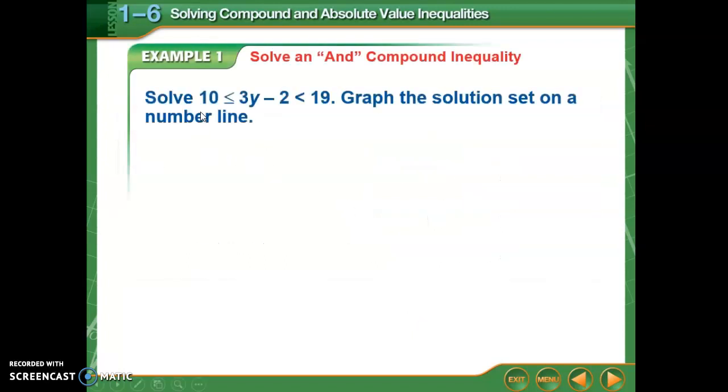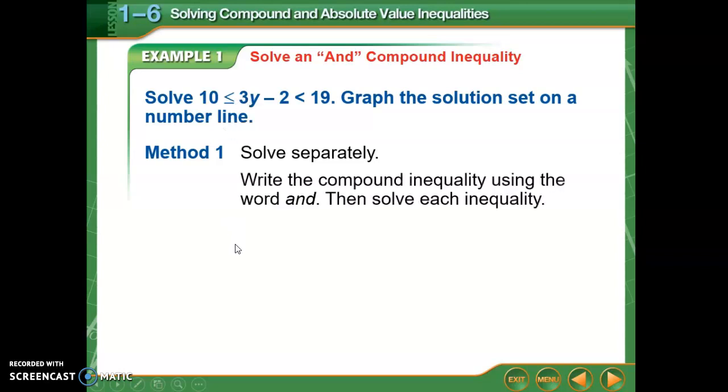Okay, let's have an example. Solve 10 less than or equal to 3y minus 2 less than 19. Graph the solution set on a number line. For this problem, you have two methods of doing it. Let's start with the first method. You're going to solve this separately. The first inequality is 10 less than or equal to 3y minus 2, and the second inequality is 3y minus 2 less than 19. Then work it out and solve for y.